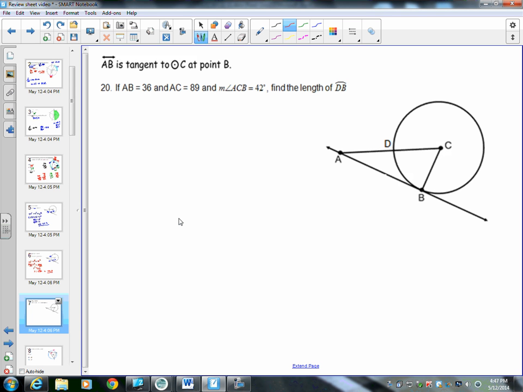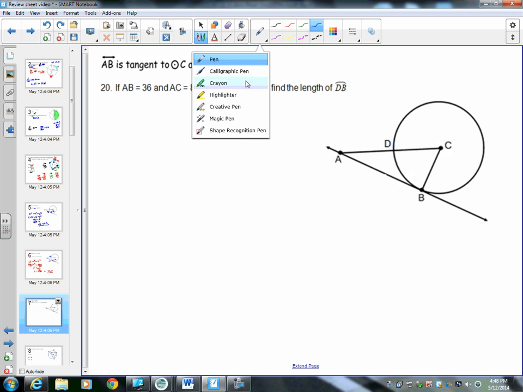Okay, this next one, number 20, it says if AB is equal to 36, AC is equal to 89, and the measure of angle ACB is 42. Find the length of arc DB. If I'm not mistaken, on the piece of paper that you were given, it just says find the length. We actually want to find the length of arc DB.